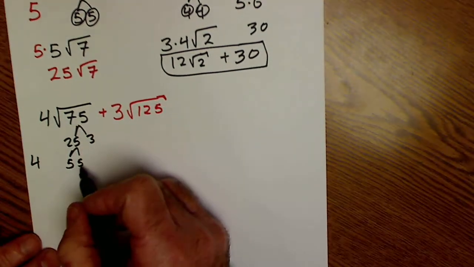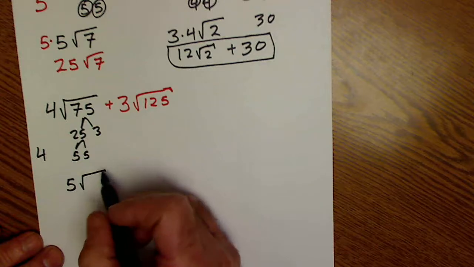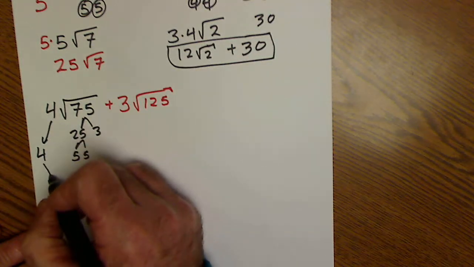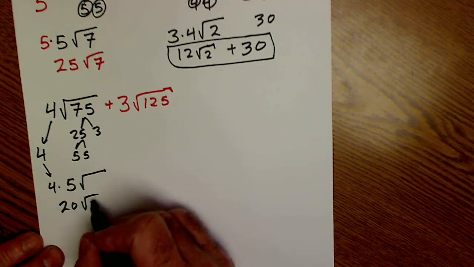So I have this pair of 5s, 1 comes out. There's no pair for that 3. It stays in. I have this 4 still. So I have 20 root 3.